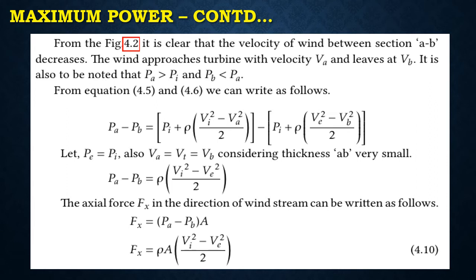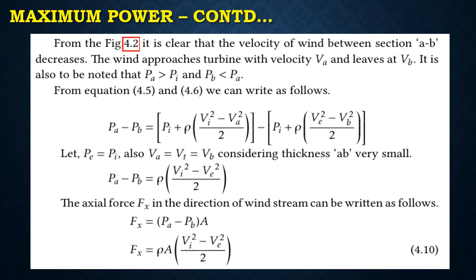So from equations 4.5 and 4.6 we can write the following equation, that is Pa minus Pb is equal to Pi plus rho into Vi square minus Va square by 2, minus Pi plus rho into Ve square minus Vb square by 2. So this is again total head, pressure is equal to total head. Equating these two, we finally simplify and get Pa minus Pb, since we want the difference in the pressure. Pa minus Pb is equal to rho into Vi square minus Ve square by 2.